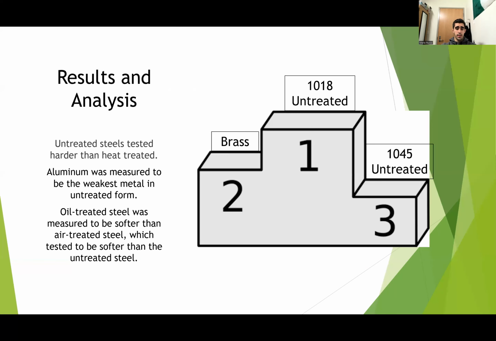Now, between the individual samples, as far as Rockwell testing goes, the strongest one that was tested was the untreated 1018 steel, followed by brass and the untreated 1045 steel. The weakest metal that was measured by Rockwell was aluminum, which was expected because aluminum is known as a soft metal. But what was expected was that the heat-treated steels were supposed to be harder than the untreated steels, which is not shown in our data. They tested to be softer than the untreated steels.